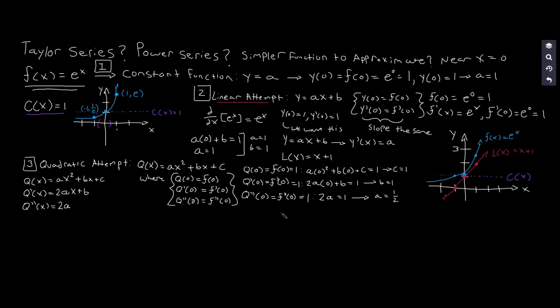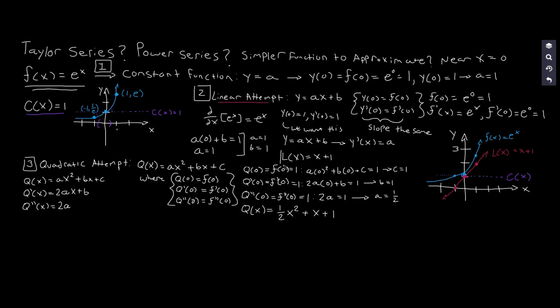And then let's go ahead and we'll just write this out then. So we've effectively got our coefficients here. And this is going to be q of x equals 1 over 2 x squared plus x plus 1. Yeah, I think.